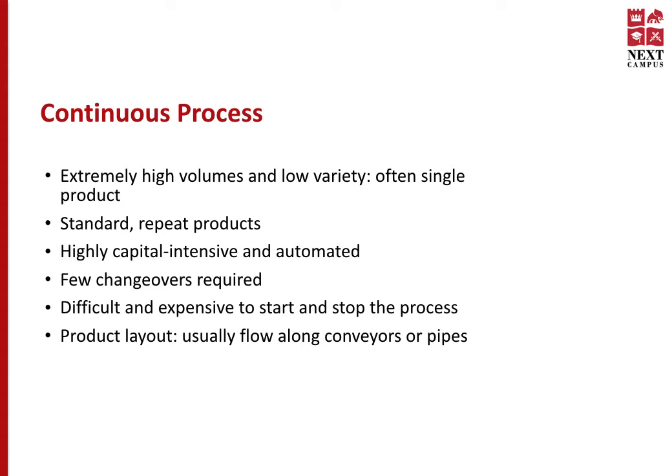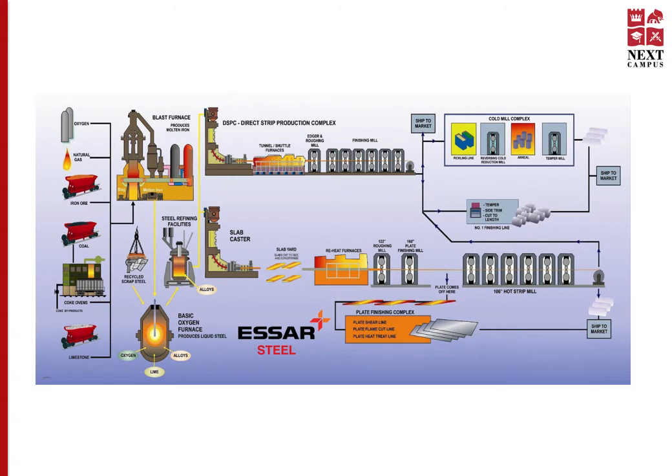Let's now look at the characteristics of continuous process. These are for extremely high volumes and low variety. Often, these processes are used for a single product. These are all standard products, repeat products. The processes are highly capital intensive and are largely automated. Few changeovers are required. They are difficult and expensive to start and stop. The layouts that use continuous processes are called product layouts. These layouts usually flow along conveyor belts or pipes. Plants that manufacture steel use continuous layouts.